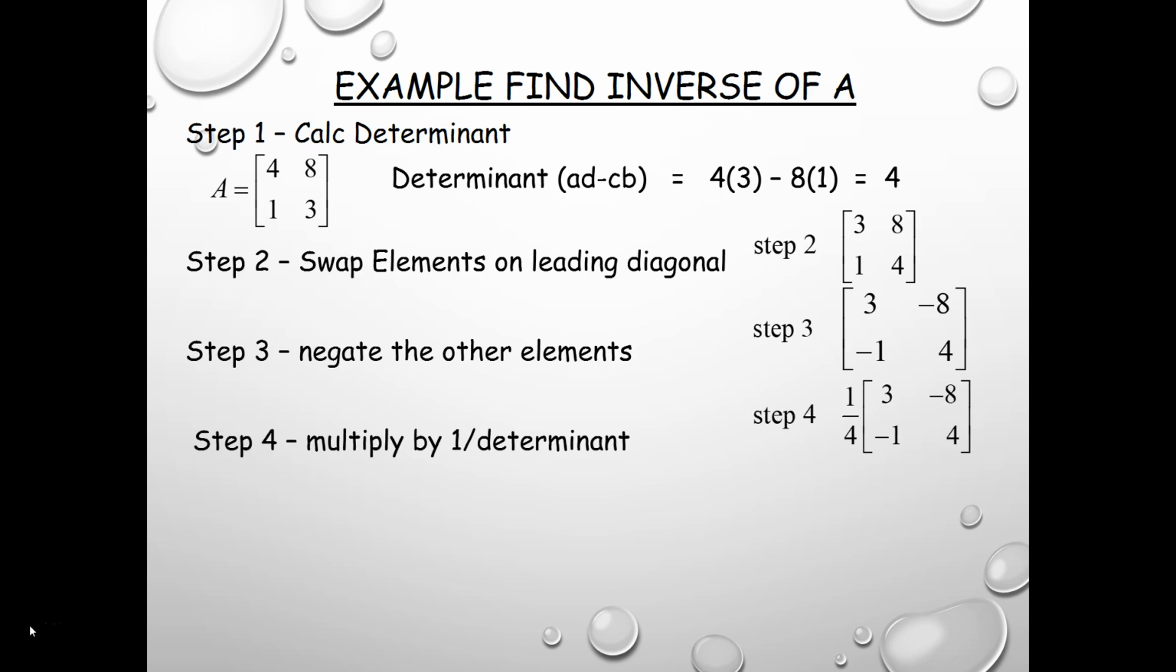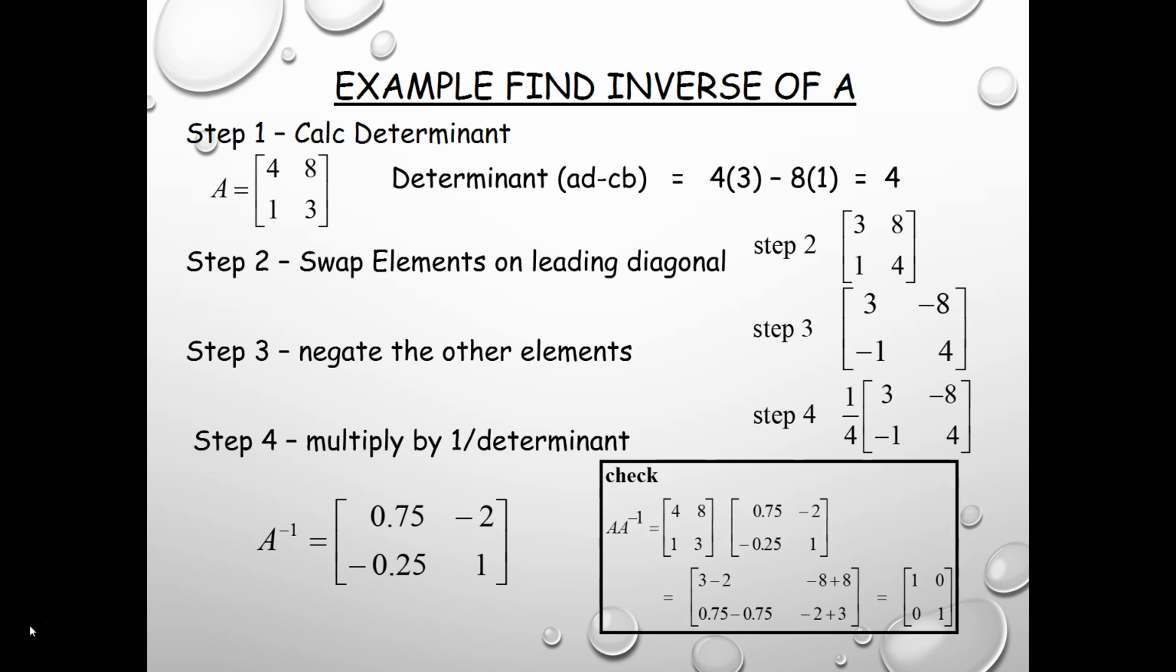And then the last step, we're going to use that determinant, and we're going to take the reciprocal of it and treat it now as a scalar that we learned about in the very first lesson in this unit. So now I'm going to multiply every element in that matrix by 1/4. And the result is 0.75, negative 2, negative 0.25, and 1. And again, we could check to make sure that this all works together. So if we multiplied these two matrices together, sure enough, we would get 1, 0, 0, 1, the identity matrix, as our answer. Let's try another one.